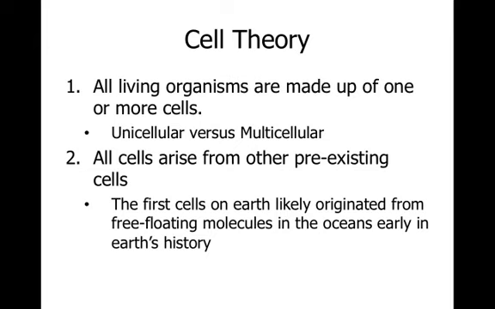The second part of cell theory is that all cells arise from other pre-existing cells. The first cells on Earth likely originated from free-floating molecules in the oceans early in Earth's history. We cannot go back and see if that's the case, but from all of the research that's been done, we can say with high likelihood that there were these individual floating molecules, and we'll talk a little bit about endosymbiotic theory, but these floating molecules ended up being cells.